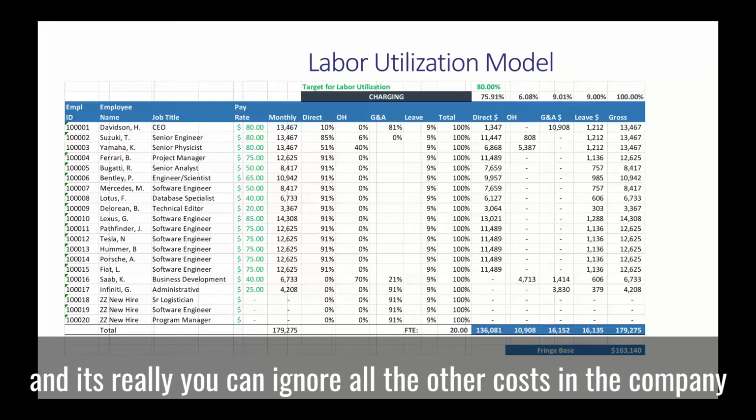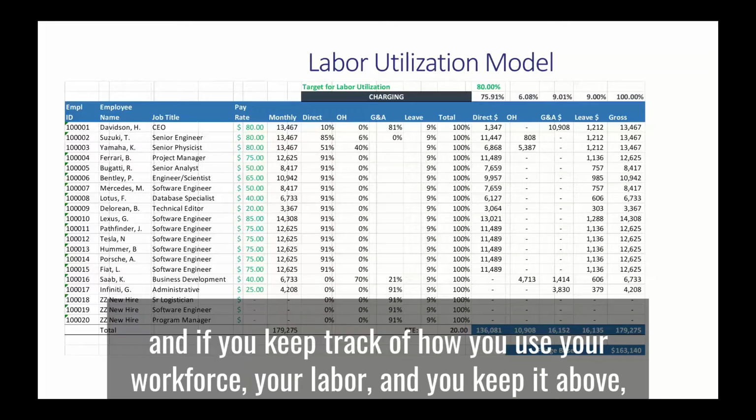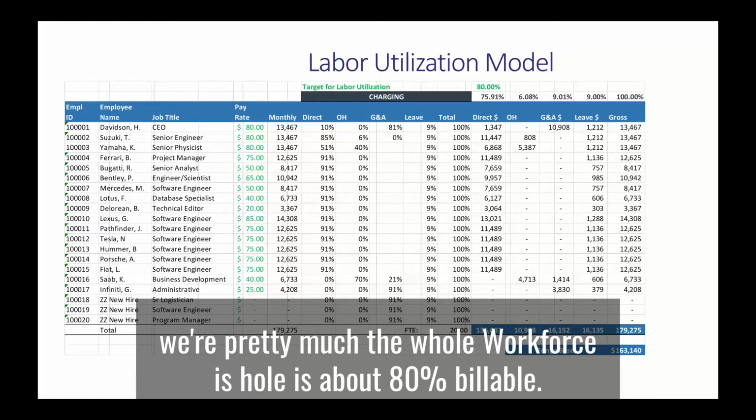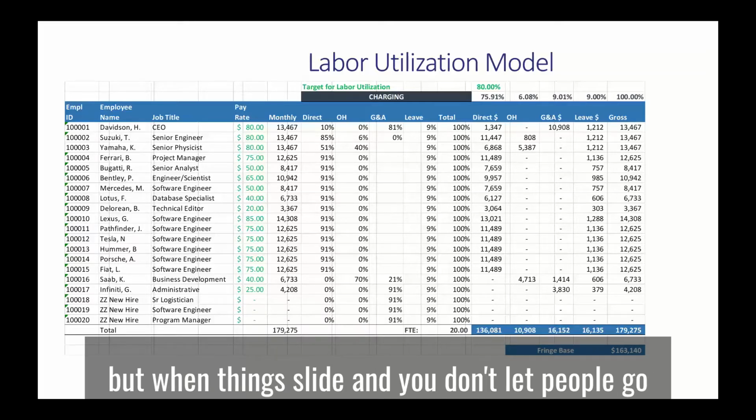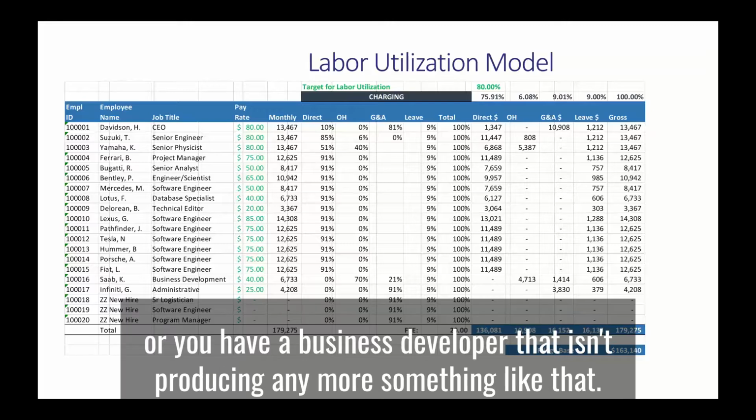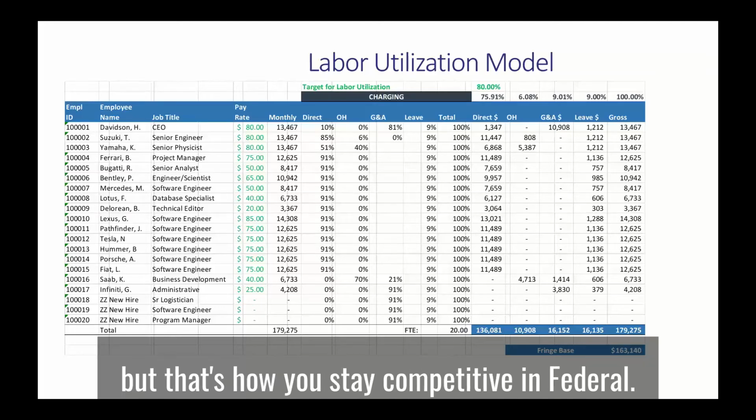It's really, you could ignore all the other costs in the company. And if you keep track of how you use your workforce, your labor, and you keep it above where pretty much the whole workforce as a whole is about 80% billable, you'll make money all day long in government contracting. But when things slide and you don't let people go, or you have a business developer that isn't producing anymore, something like that, those are hard decisions to make, but that's how you stay competitive in federal.